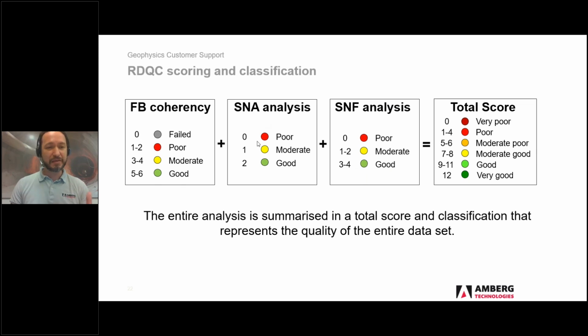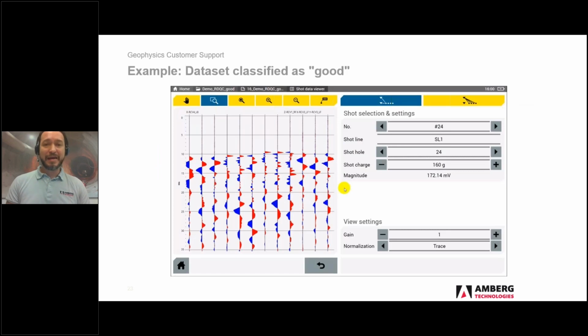And then the least weight is the one coming from the signal to noise amplitude analysis. So this is what you will get, a total score which will classify your entire data set. Let's now have a look at how we use this in the software.